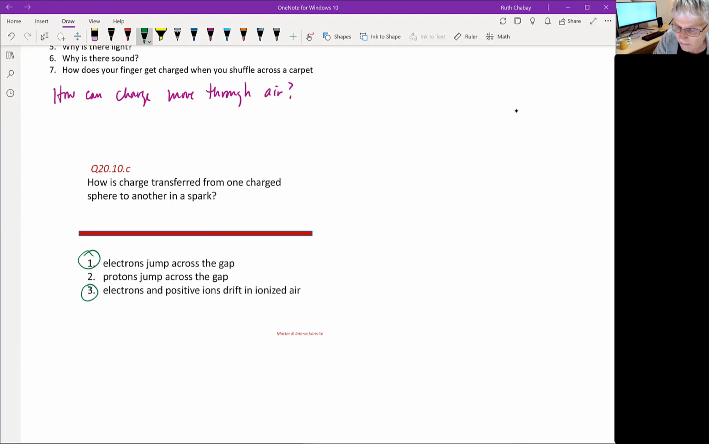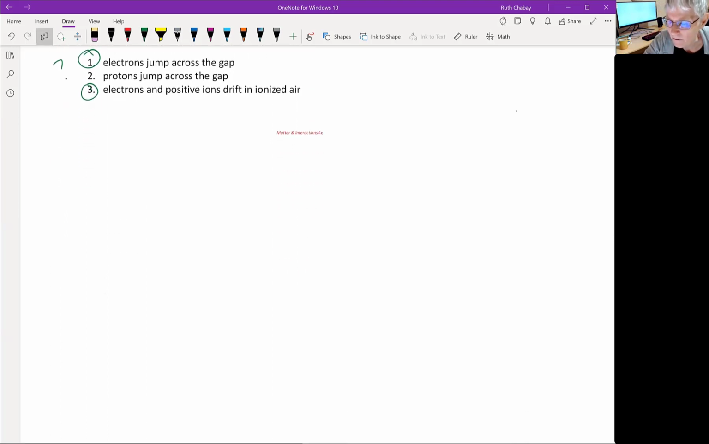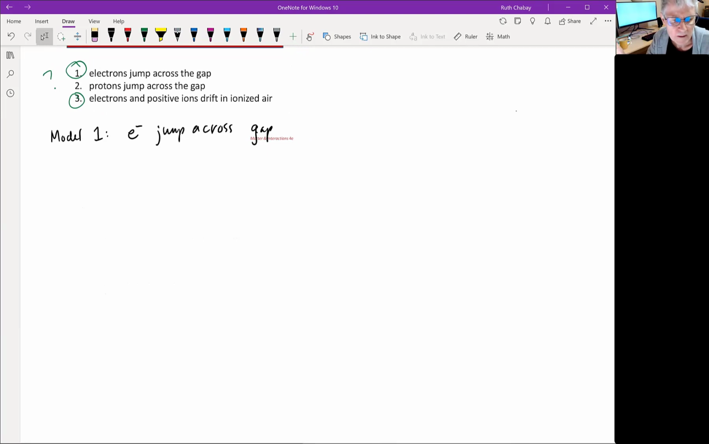So either one is a possibility. Let's just look at model 1 for a minute. Model 1: electrons jump across the gap. What would stop an electron from doing that? The thing that would stop it is if it ran into something. So how far can an electron go before it runs into something? What's it going to run into in air? Well, it's going to run into a nitrogen molecule or an oxygen molecule, presumably. So how far can an electron travel before colliding?